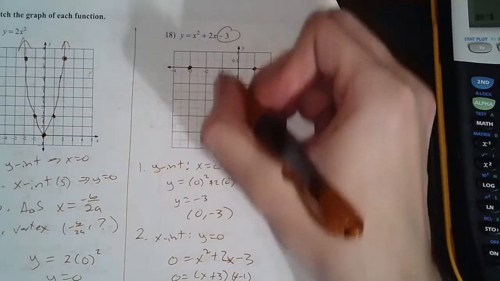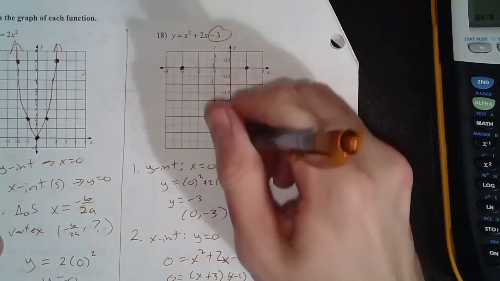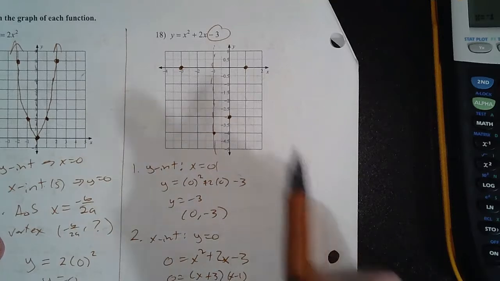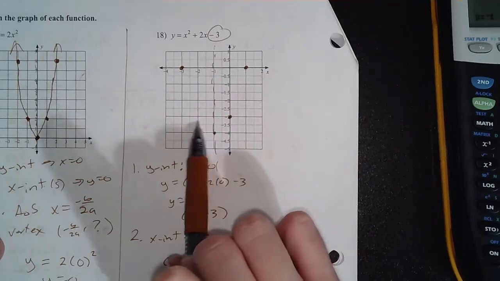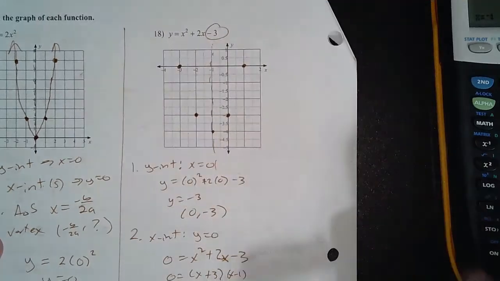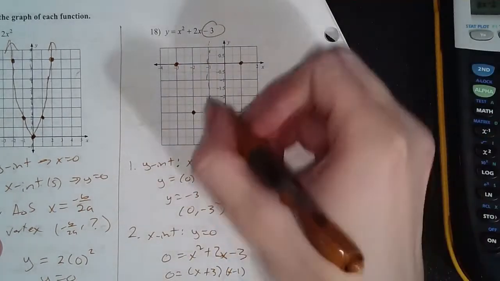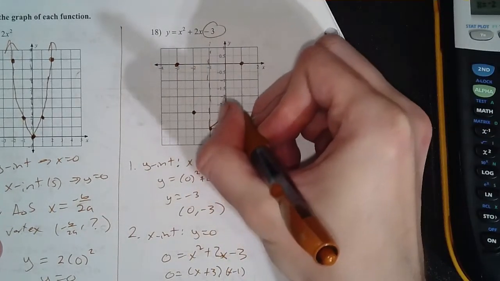I got negative 1, comma negative 4. There's my vertex and my axis of symmetry. Using the mirror image idea, where does the other one have to go? It's got to go right there. If you didn't believe it, you could also plug negative 2 into your calculator using the trace button again. You get negative 3. Play connect the dots.